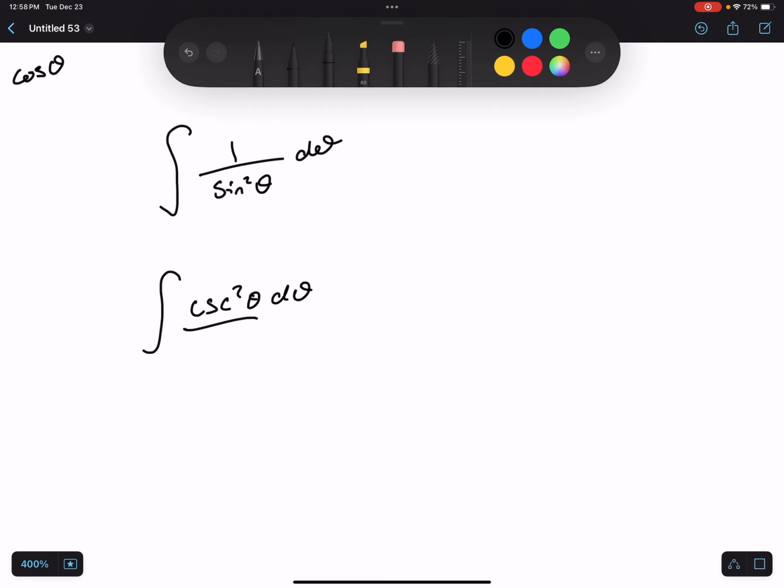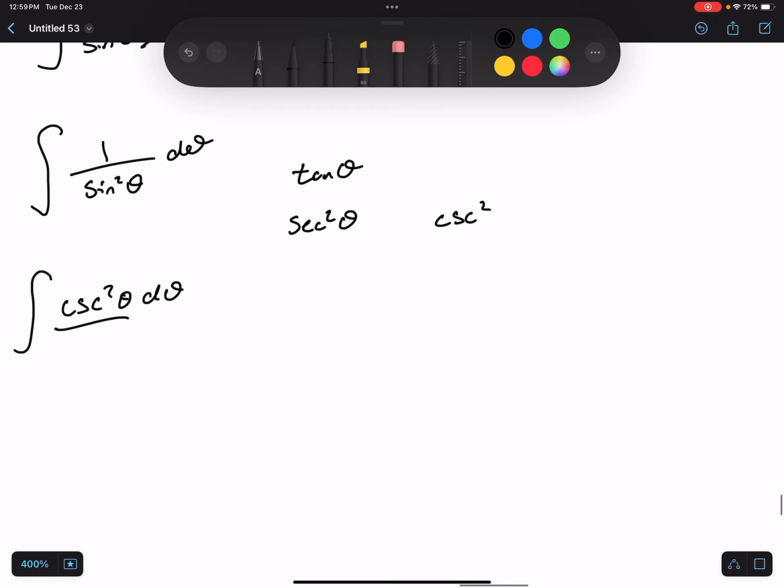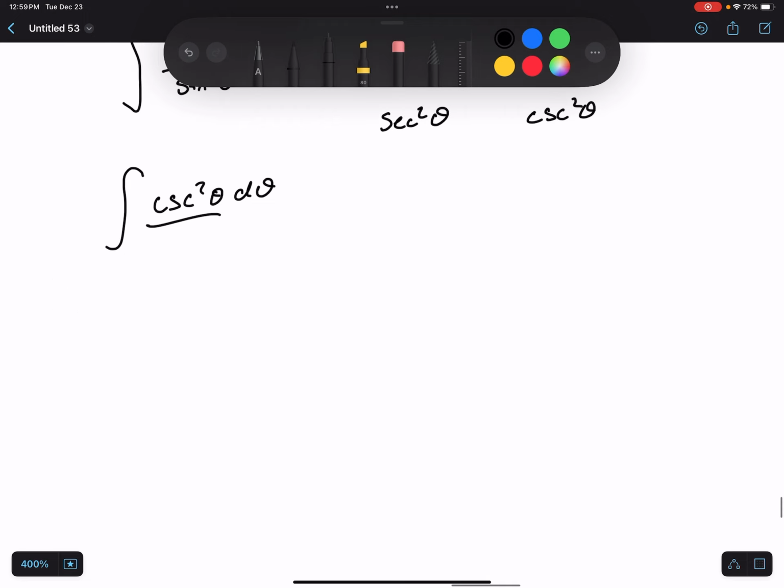And this is something that you may not recognize off the bat if you haven't been practicing your derivatives and integrals of trig functions. But if you recognize that tangent theta is the integral of secant squared theta, then perhaps you can make the connection that cosecant squared theta is the derivative of negative cotangent theta. And so because we're integrating now cosecant squared theta, that is simply negative cotangent theta. And because this is an integral with no bounds or limits, we must add a constant.